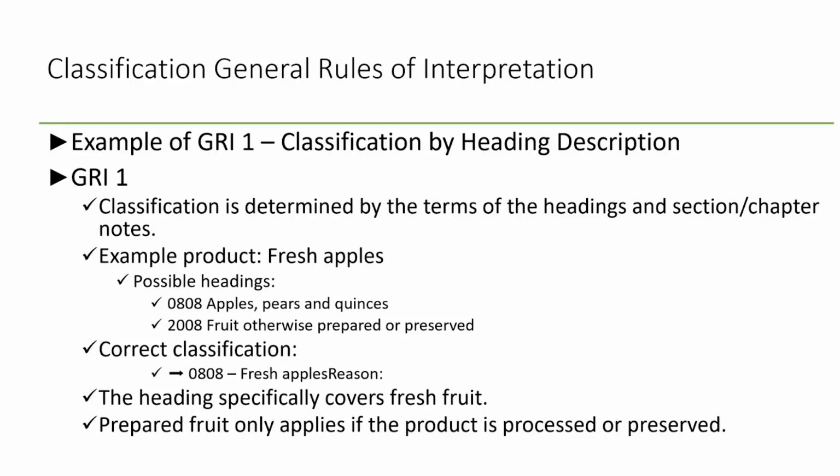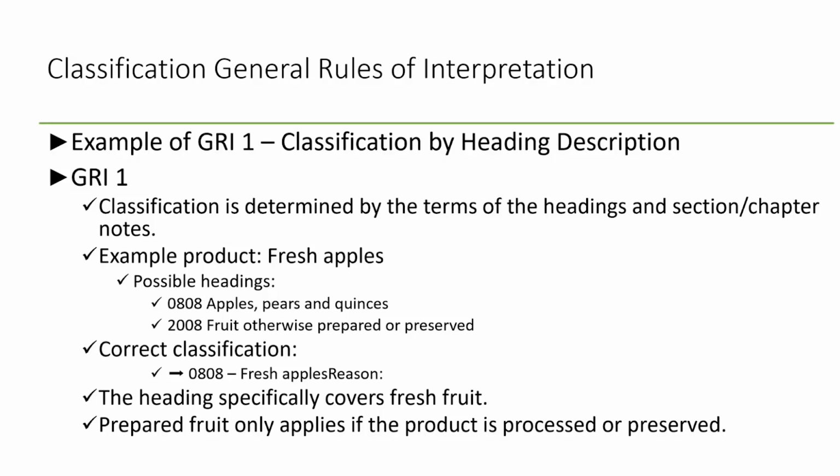Okay, so I'll go through each general rule of interpretation and I'll give you examples of each, right? So an example of GRI 1 is classification by heading description. Classification is determined by the terms of the headings and section or chapter notes. An example of this is fresh apples.